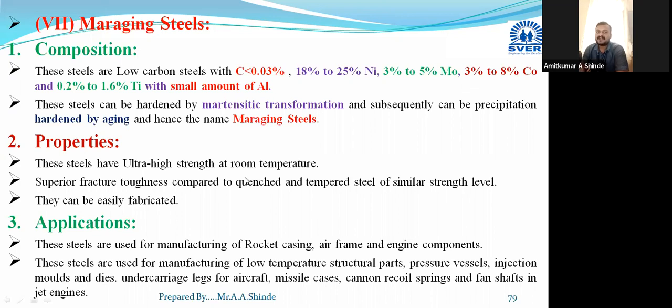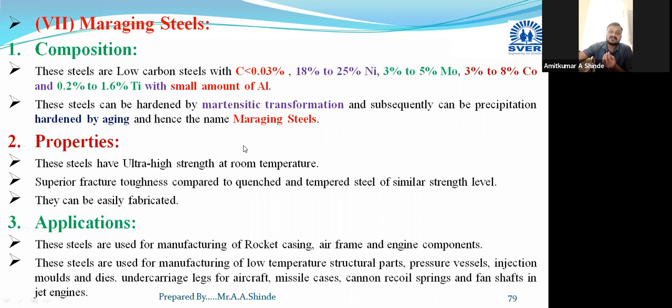Now, this hardness is obtained by performing hardening by the aging method. That's why the word aging is taken in maraging. During this hardening, martensite is formed. That's why the MAR from martensite is taken. Hardening is obtained by martensitic transformation followed by aging. Hence, these steels are termed maraging steels.